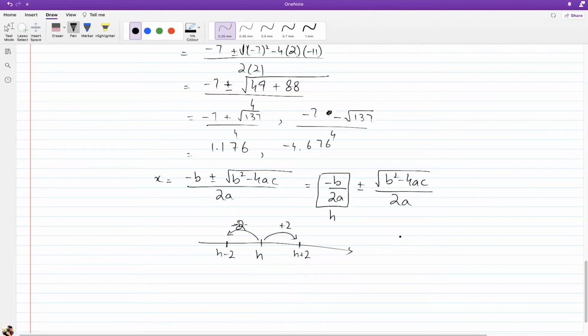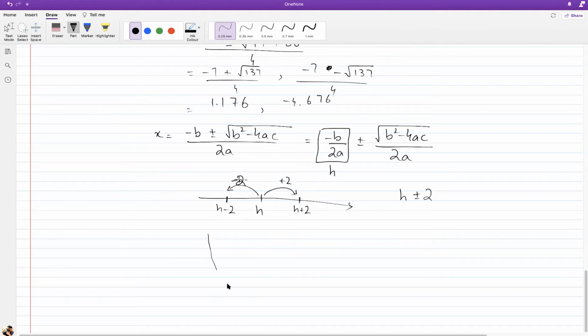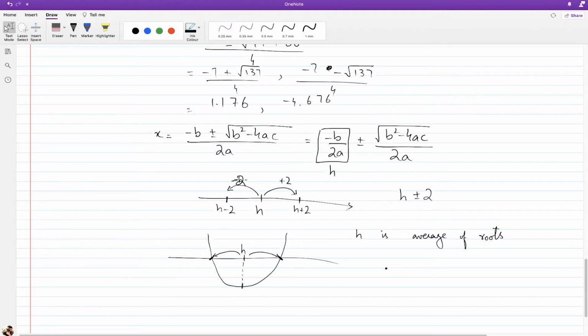And I can write it as h plus minus 2, right? Every quadratic equation is basically this. You take the vertex point that you have. So let's suppose you have this root. So you take the vertex point that you have, the h. You add a fixed value to get here. You subtract a fixed value to get here. In other words, h is average. And that is again another shortcut that you can use. If you know the roots, you can find h directly.